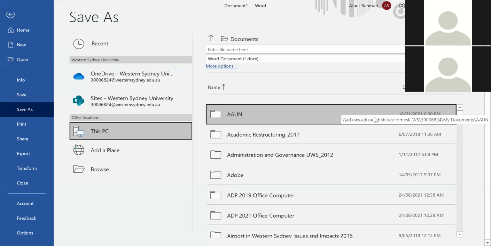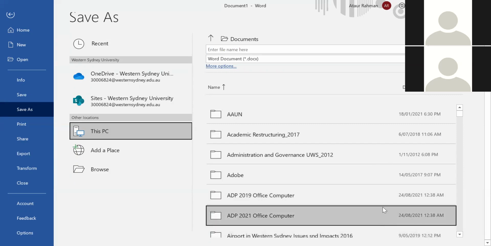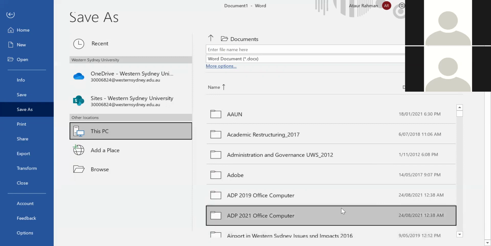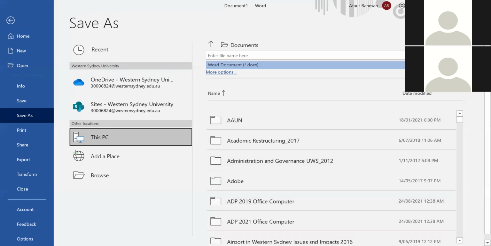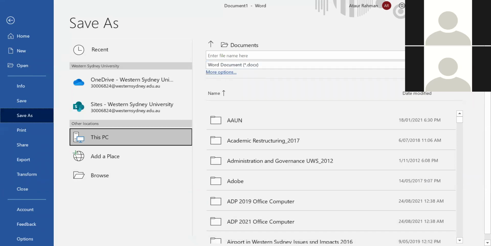I think most of the students don't know it. Sir, I do print as PDF. Yeah, but you can directly save it as PDF. In the Save As option, there are many options that you can save it as a PDF file. Okay.